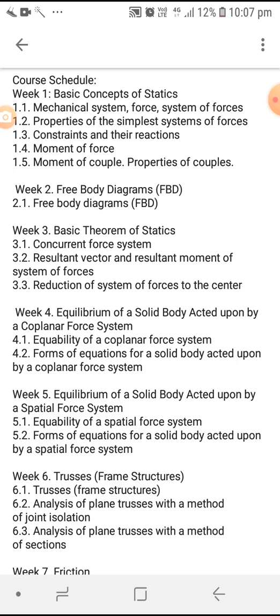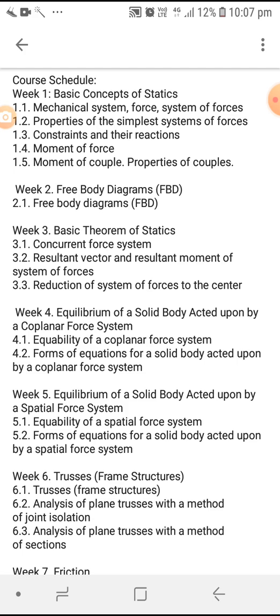In the third week, the basic theorems of statics, in which we will learn about the concurrent force system and the resultant of a force system. In the fourth week, we are going to learn about equilibrium of a solid body acted upon by a coplanar force system. In the fifth week, equilibrium of a solid body acted upon by a spatial force system, that is the three-dimensional analysis of a force system.